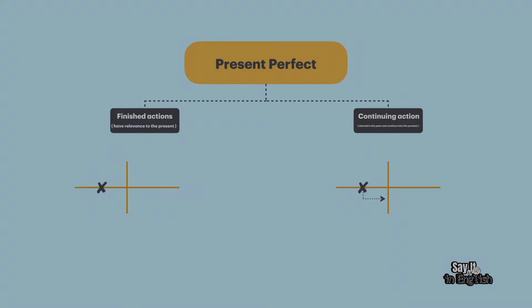Let's break down the usage of this tense. Actions that happened at an unspecified time before now. For example, I have visited France. This action was completed in the past, but it's important or relevant to the present moment.